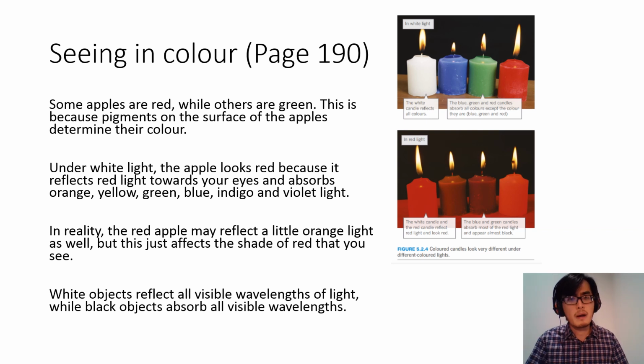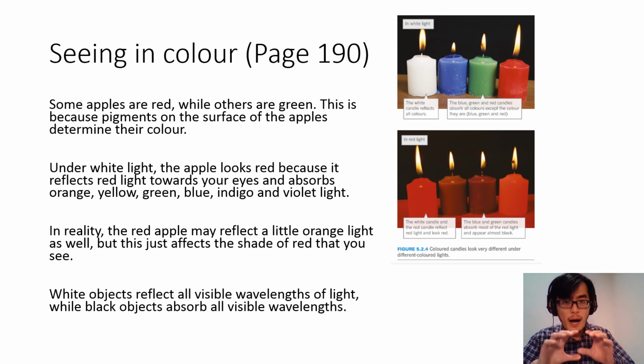So this is an experiment that scientists have actually done. If you look at this diagram on the right, it says here that in white light, you will be able to see the object as what it is. So a white candle will appear as white, a blue candle will appear as blue, a green candle will appear as green, and so on. It says that the white candle reflects all colors. The blue, green, and red candles absorb all colors except the color they are. So a blue candle will absorb all light except for blue, it will reflect blue.